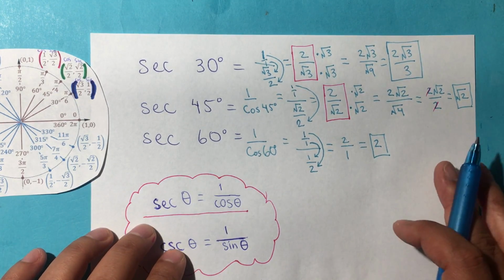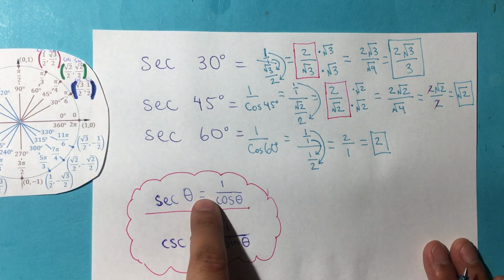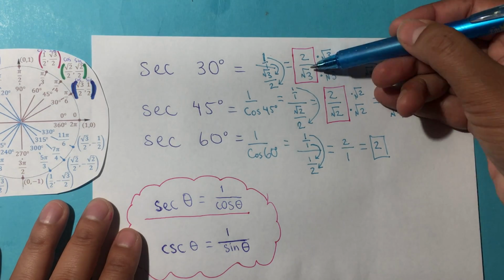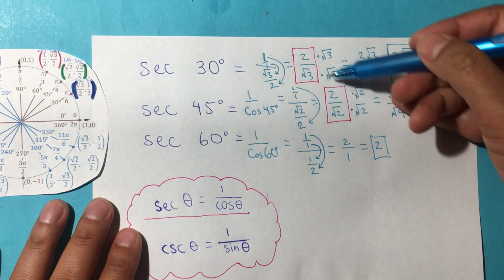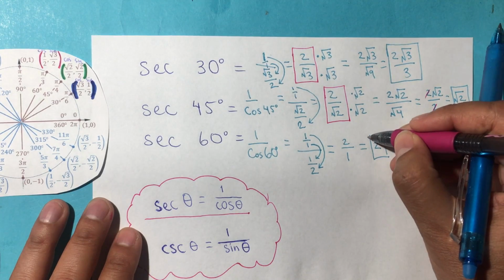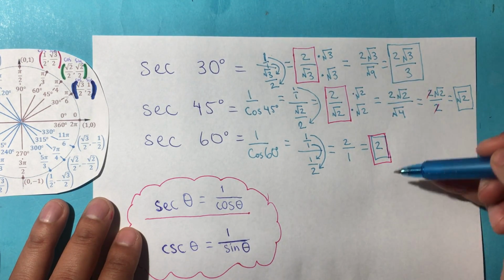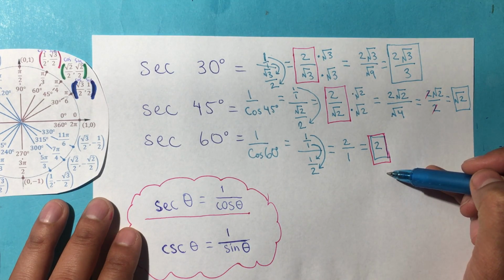Now I want you to check something in here. What does this formula mean? Now that we have these values, we're going to be looking at the ones that are not simplified. These are not simplified, but I want you to check something out.